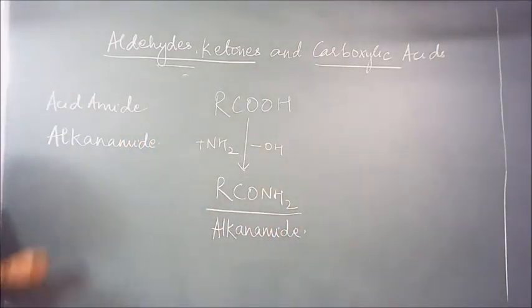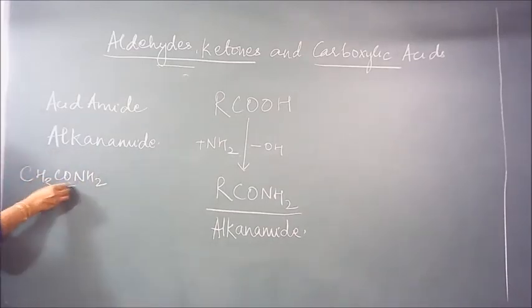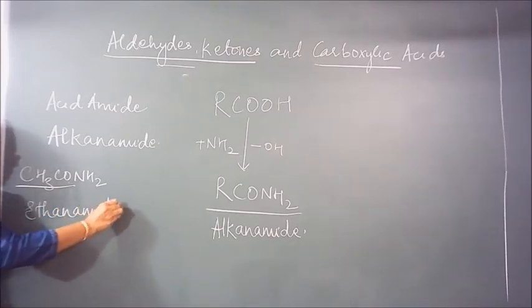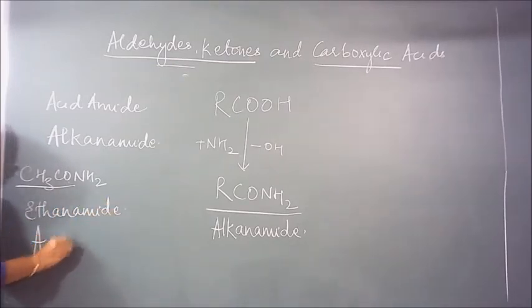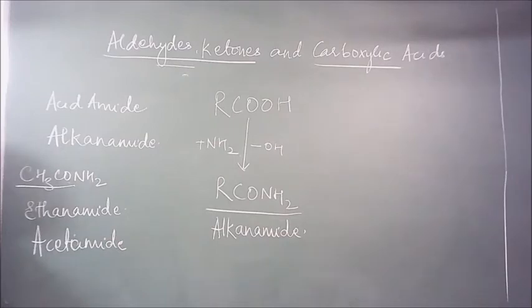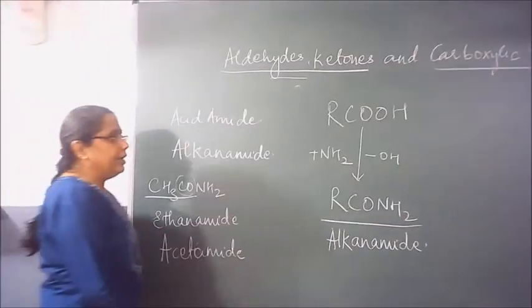If I have to write an example, let us write CH3CONH2. This has 2 carbon atoms, so it is called ethanamide. Its common name, because it is a derivative of acetic acid, is acetamide. Don't get confused with amines. Amines will not have the CO part. If I just write CH3NH2, it is methanamine. Whereas if I write CH3CONH2, this is called ethanamide.